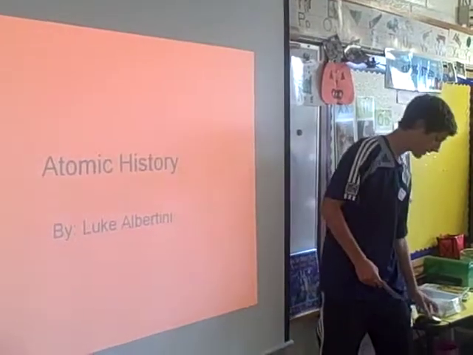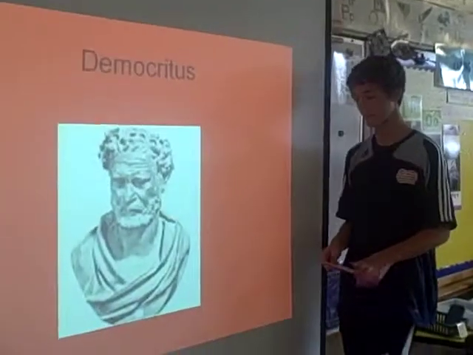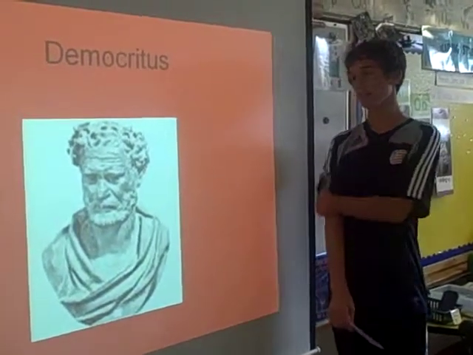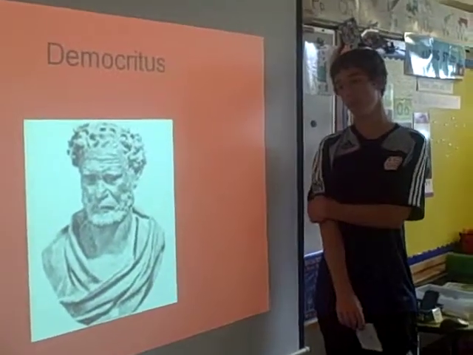Starting off is Democritus. Democritus was a Greek philosopher who lived from 460 BC to 370 BC. His theory was that there were small particles that made up all matter.